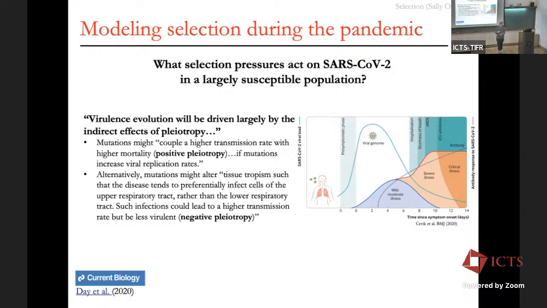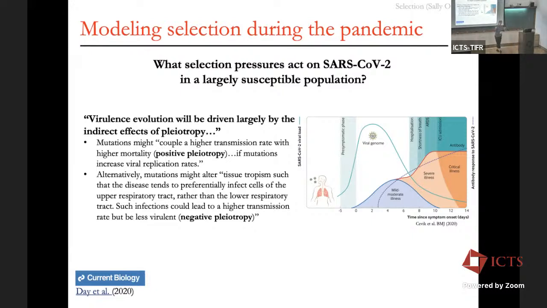Instead, we argued that it would probably evolve up or down by pleiotropy, by mutations that increased transmission rate and, as a side consequence, affected mortality. We predicted that there are two ways that pleiotropy could act. It could be that mutations have a higher transmission rate because the virus replicates better. It gets into our cells better, replicates better. Then as a consequence, we would expect positive pleiotropy. The virus does better in our bodies, is more likely to rise to high numbers and kill us, if it transmits better and gets into our cells better.